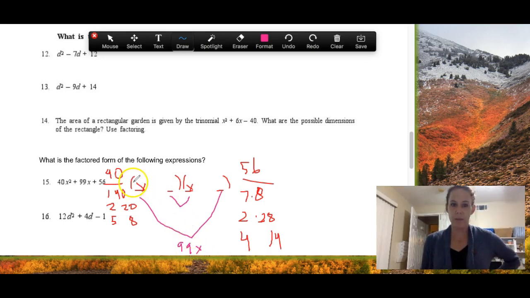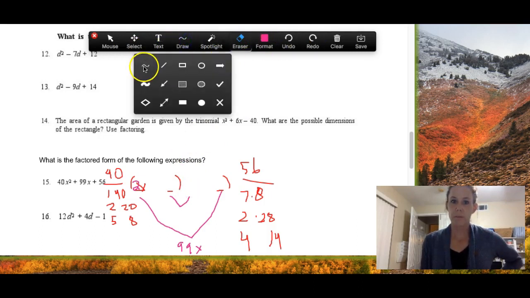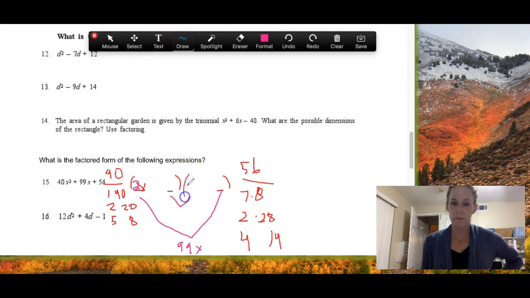I can go, all right, let's try 2 here. Let's try these terms, 2 and 20. And I didn't give myself much room there, so let's erase that and fix it. Let's do 20x and 2x. So those will be my first terms, and then we'll worry about the positives and negatives in a minute. Let's pick some terms over here. Let's try 7 and 8.